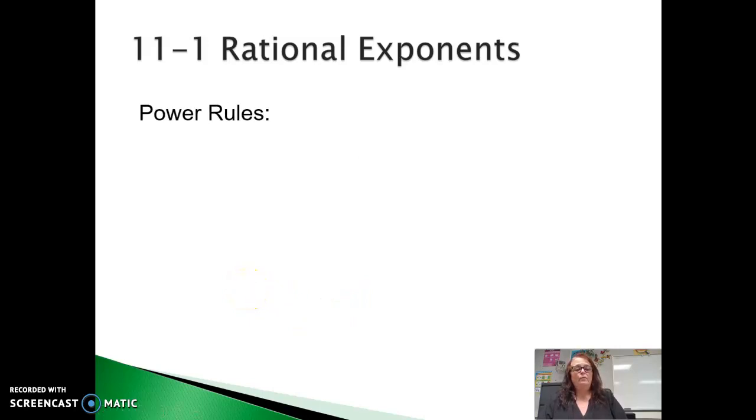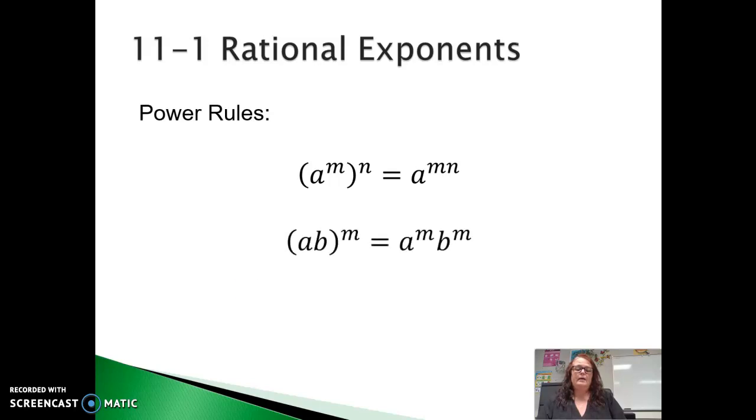Then we have a power rule that says if I have a number to a power, I multiply my exponents to simplify. That also means if I have ab to the m power, then a is to the m power and b is to the m power as well. And that only works with multiplication and division. So you'll notice you don't see addition or subtraction in here because there's other rules that apply to that. And so if I have a over b to the m power, then I have a to the m over b to the m.